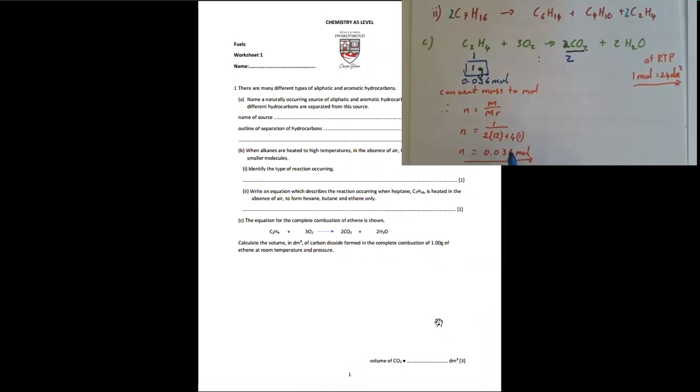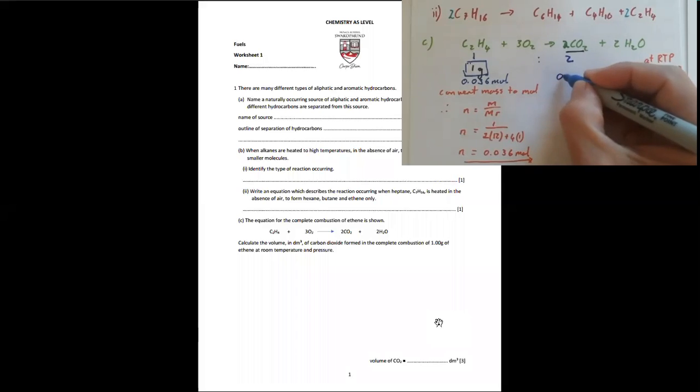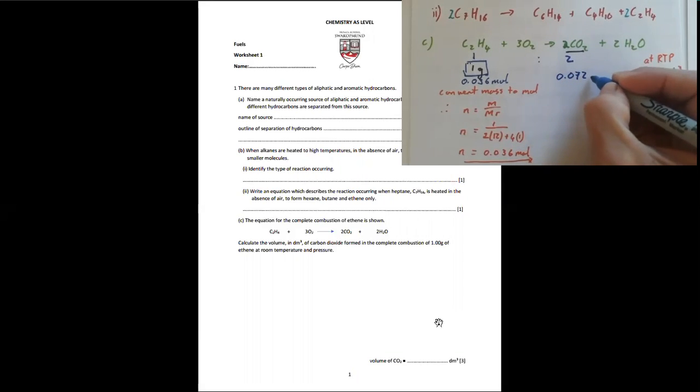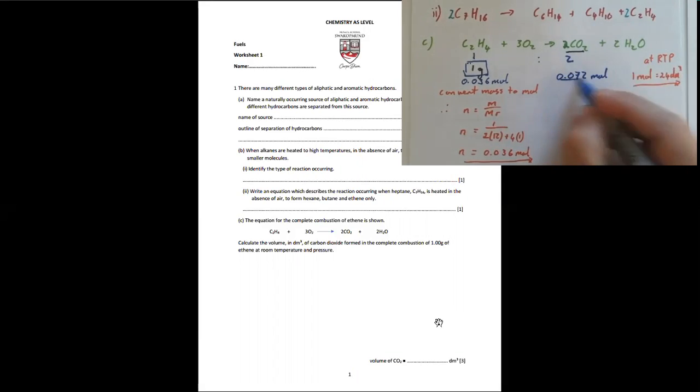Now I work in my molar ratio. It's a 1 to 2. I don't have 1, I have 0.036. So how many moles of carbon dioxide in there? So times 2, I end up with 0.072 mole of carbon dioxide being produced.